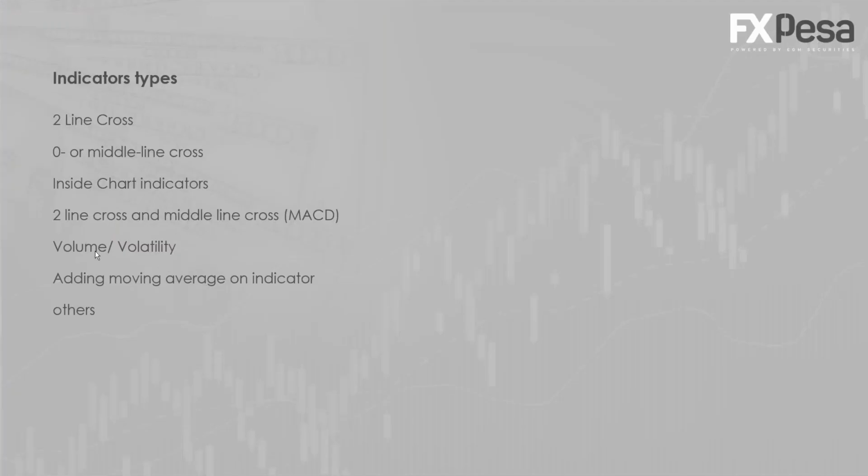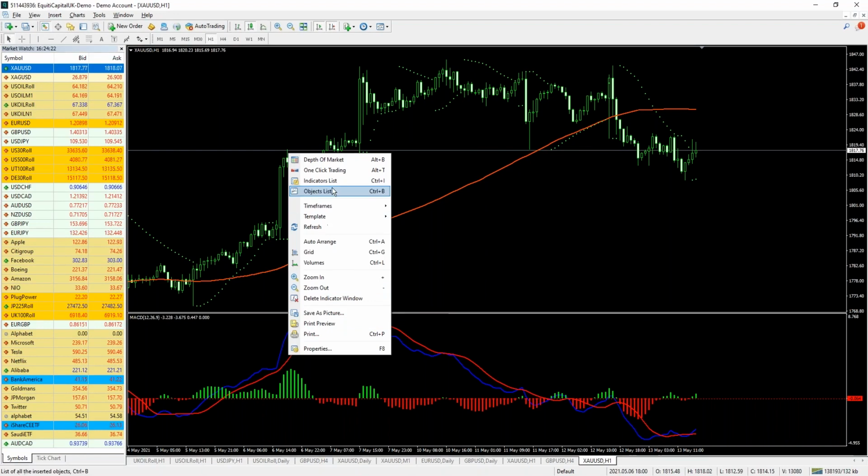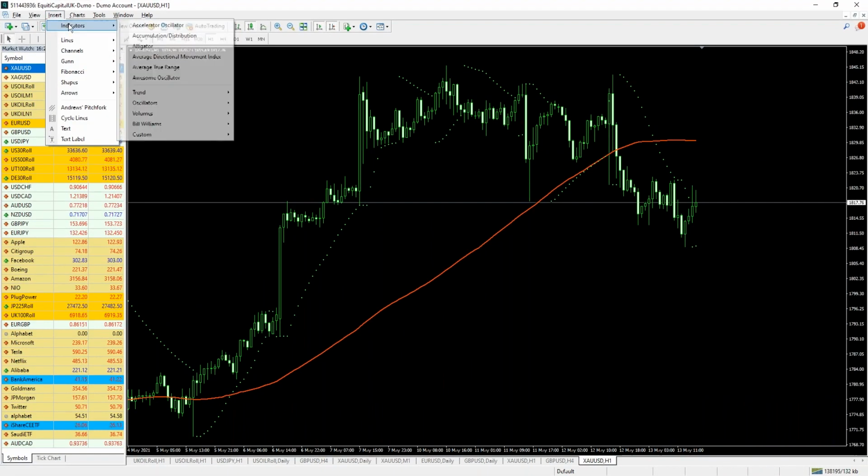Also, we have volume and volatility indicators. So we have an indicator that tells you there is oxygen in the market. There's oxygen. There's a lot of liquidity inside the market now. You can find them either online or inside the MT4. So for instance, in the MT4, one of them is called the ATR. The ATR basically doesn't tell you anything. It tells you only one thing, all right?